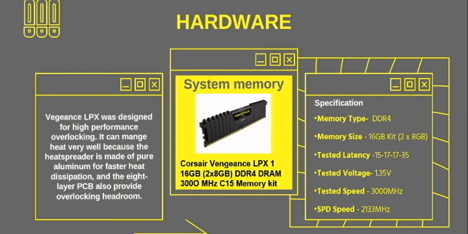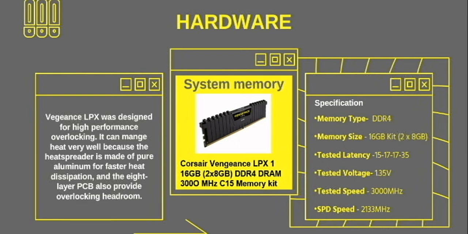And then next is the hardware. Again, the system memory. System memory, we choose Corsair Vengeance LPX 16GB DDR4 DRAM 3000 MHz C15 memory kit. Vengeance LPX was designed for high performance overclocking. It can manage heat very well because the heat spreader is made of pure aluminium for faster heat dissipation. And the 8 layer of PCB also provide overclocking headroom.